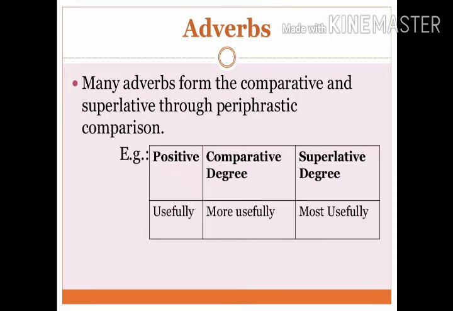Many adverbs share some of the characteristics of adjectives. Many adverbs form the comparative and superlative through periphrastic comparison. The method of showing comparison by more and most is known as periphrastic comparison. For example, consider the adverb usefully. The comparative form is more usefully and the superlative form is most usefully.